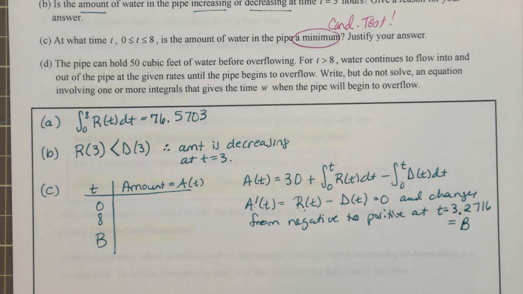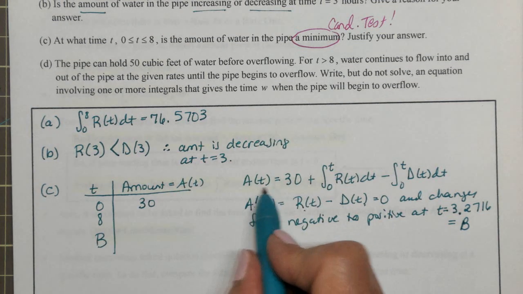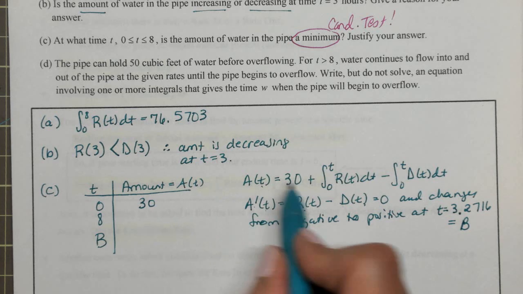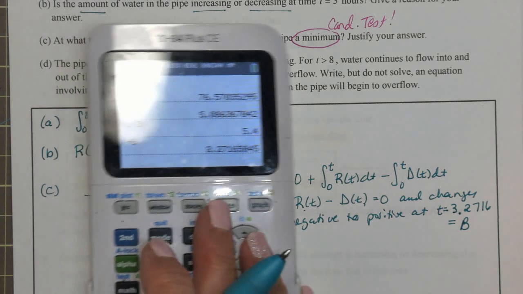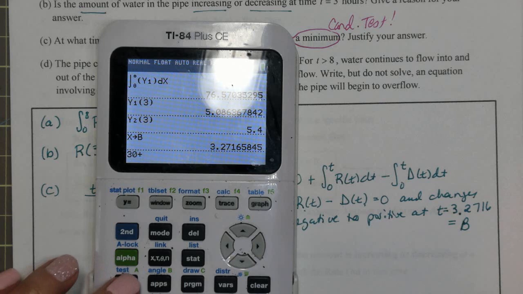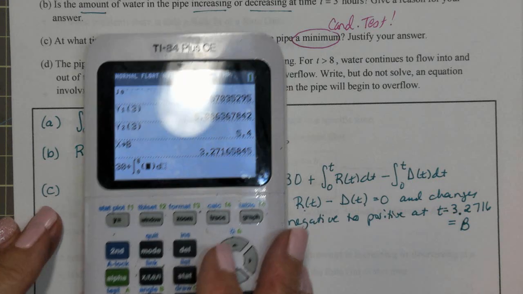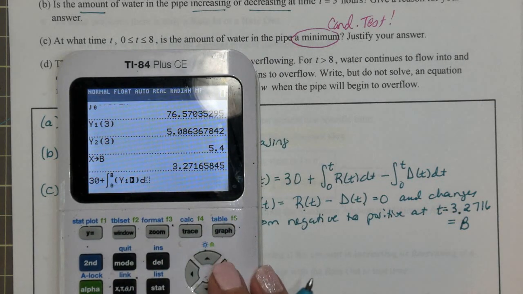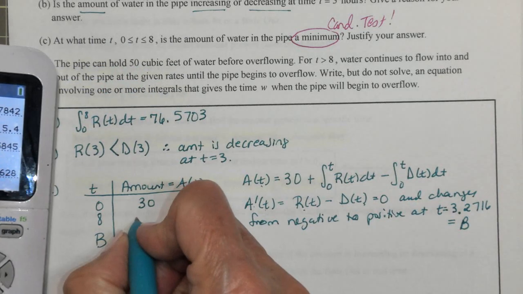And now once again, I just need my A values. The amount at time 0 they told me was 30. The amount at time 8. So again, I don't have to rewrite this because I already wrote it up here. So the amount at time 8 will be 30 plus the integral 0 to 8 of the rate in minus the integral 0 to 8 of the rate out. 48.5436.